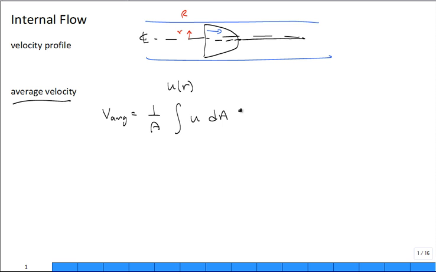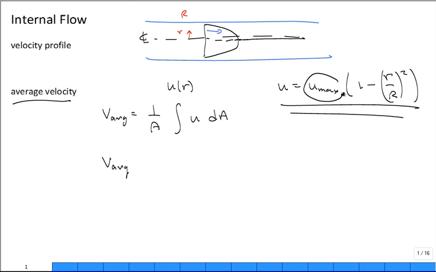And so a lot of times u will be u max times 1 minus (r over capital R) squared. That's for laminar flow, okay? And when you compute the average velocity for laminar flow, where this is the maximum at the center line, the average is 1/2 u max. It's 1/2 the maximum speed. So if you tried to plot it, go out here, cut it in half, and there's your average velocity. Okay?